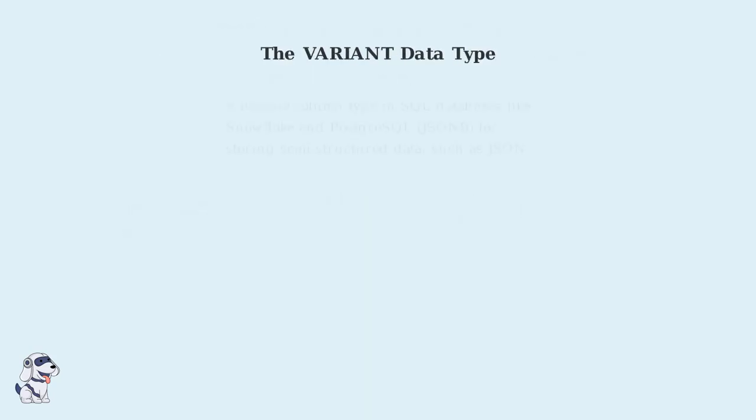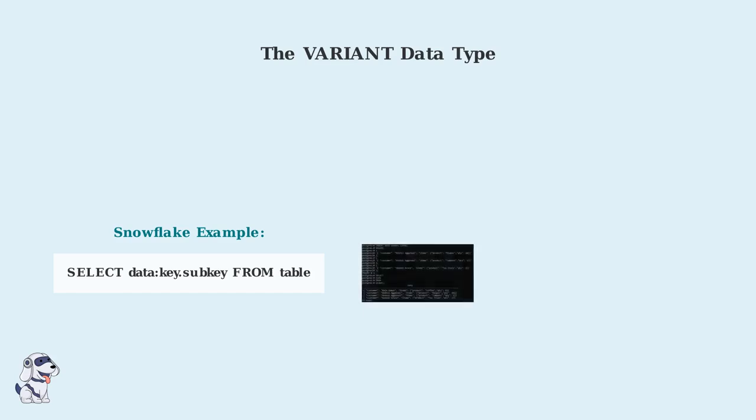The variant data type is a flexible column type used in SQL databases like Snowflake and PostgreSQL, specifically through JSONB, for storing semi-structured data such as JSON objects. Variant enables querying nested fields directly within SQL without the need to flatten or restructure the data, making it highly efficient for complex queries. Here's a Snowflake example showing how to query nested fields.